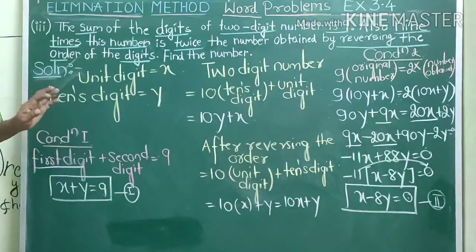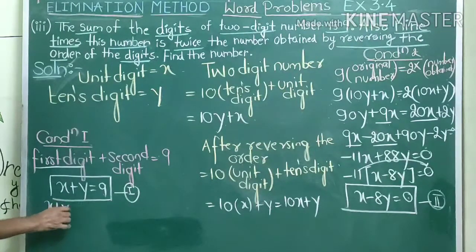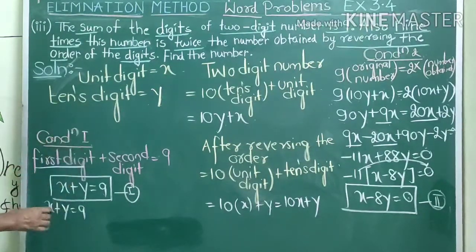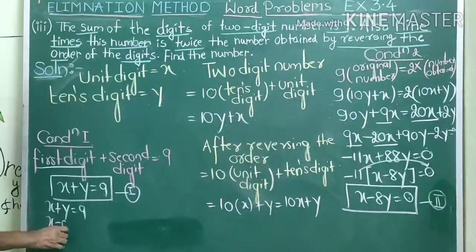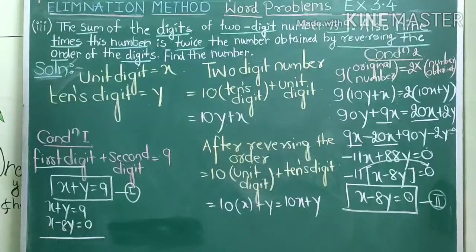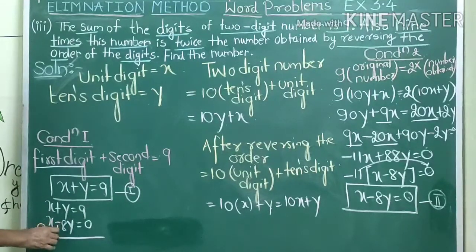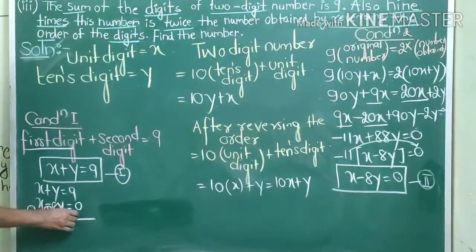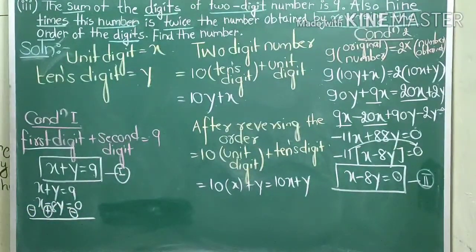So solving the first and the second equation, what I get is x plus y is equal to 9 and x minus 8y is equal to 0. Now already the coefficients of x are equal, and therefore I have to only change the sign. Plus sign is there, so I write here minus sign. Minus sign is there, so I write plus sign. Plus sign is there, so I write here minus sign. So if I do that, this cancels here.